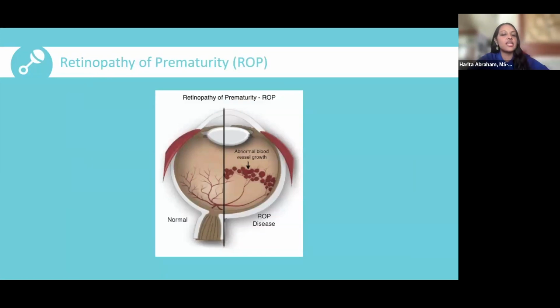So this is just a very easy schematic of retinopathy of prematurity. Like I said, it's abnormal blood vessel growth in the vitreous of the eyeball. So that's the jelly part of the eyeball that makes up a bulk of your eyeball. And that's not good for vision and eye health.